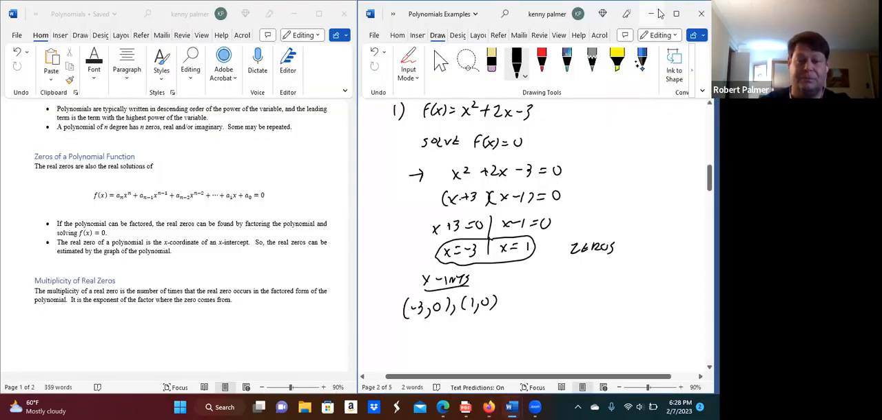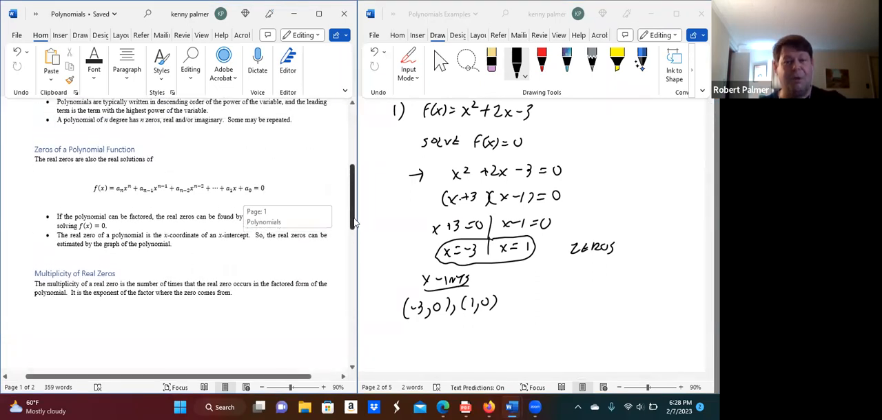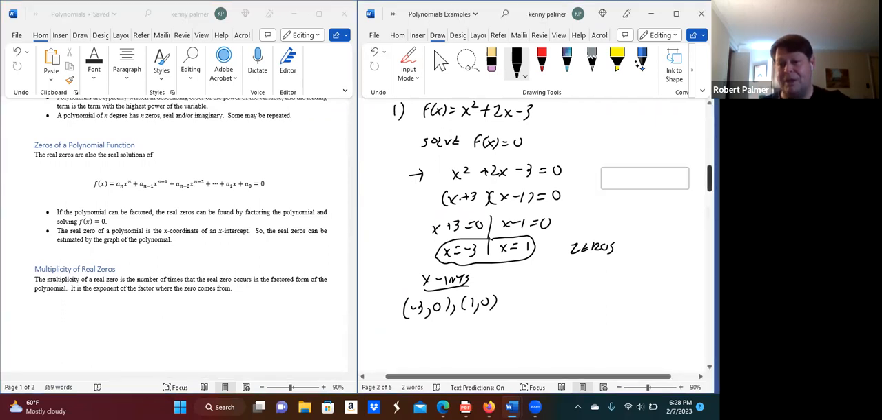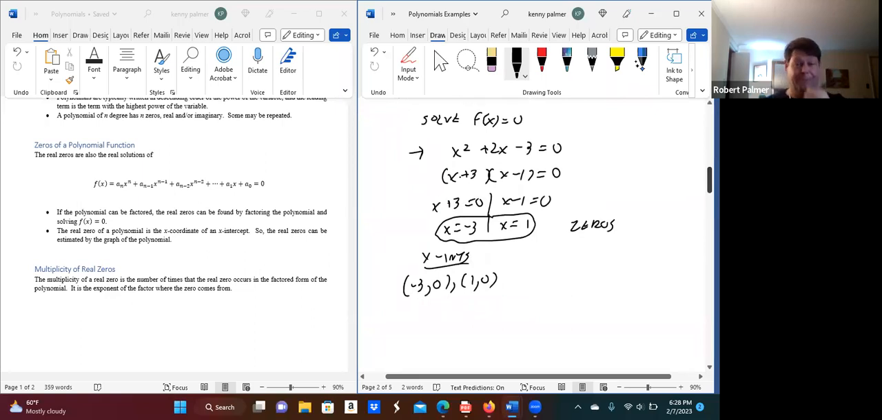Let's go back. Now let's introduce the next idea, which is something called multiplicity of real zeros. The multiplicity of a real zero is the number of times the real zero occurs in the factored form of the polynomial. It's the exponent of the factor where the zero comes from. So what I mean by that is, it's a question of whether any of our zeros are repeated, and sometimes they will be.